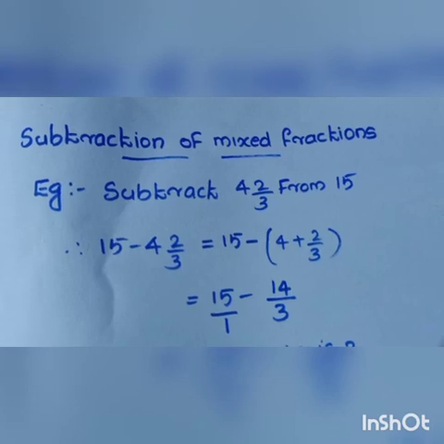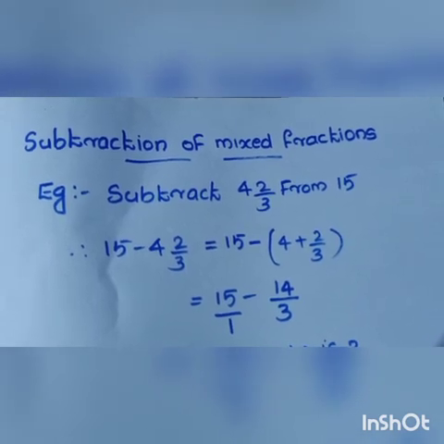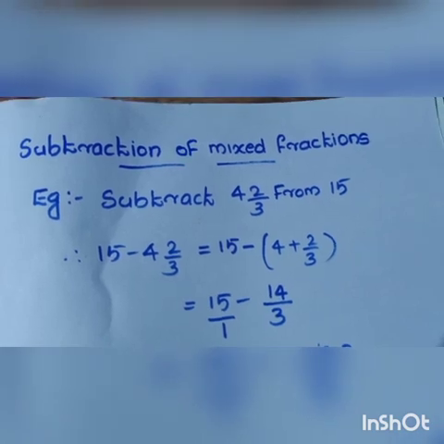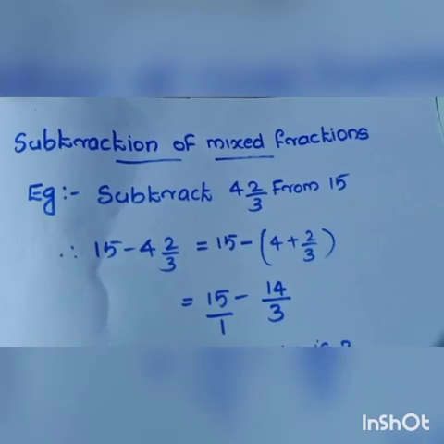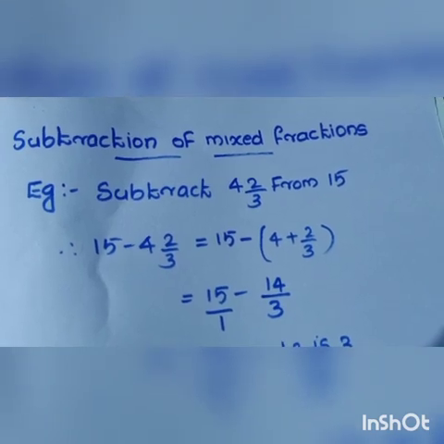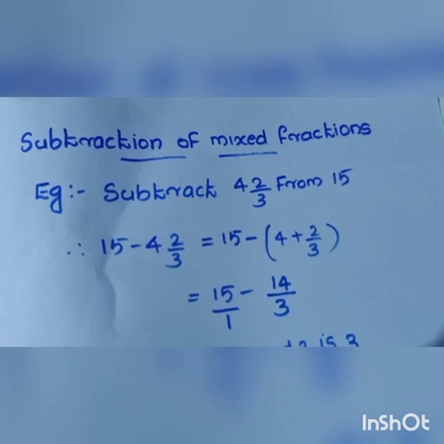I will tell you about subtraction of mixed fractions. For example, subtract 4 2/3 from 15. That means 15 minus 4 2/3. Then it can be written in this form: 15 minus 4 2/3.